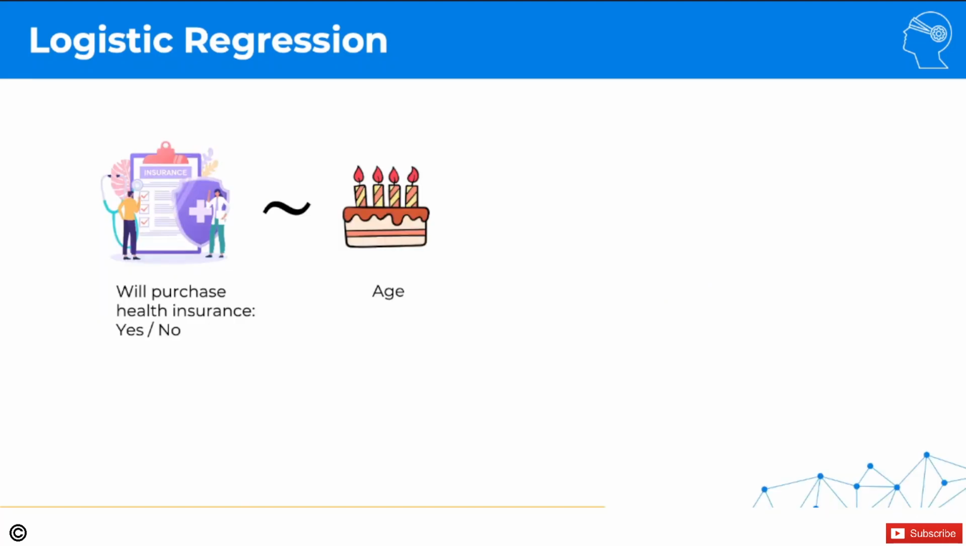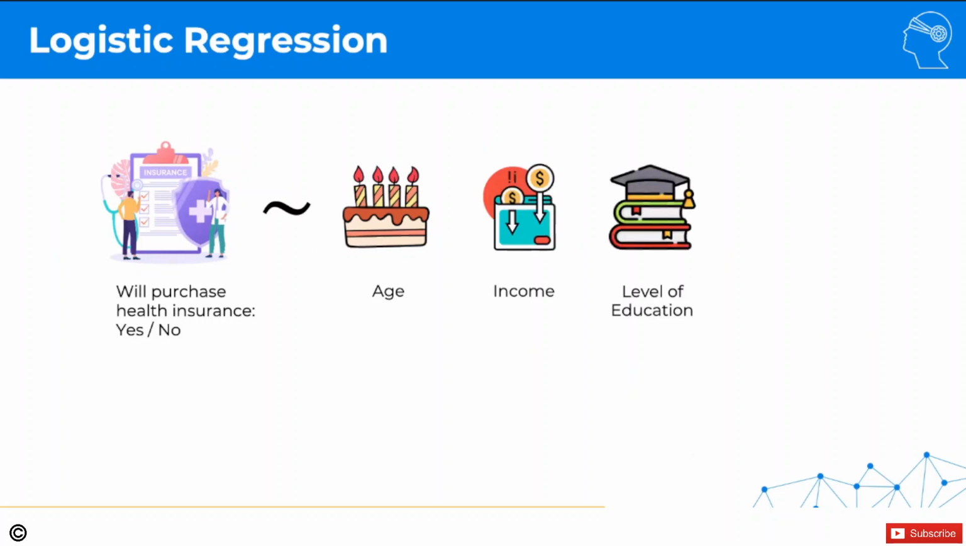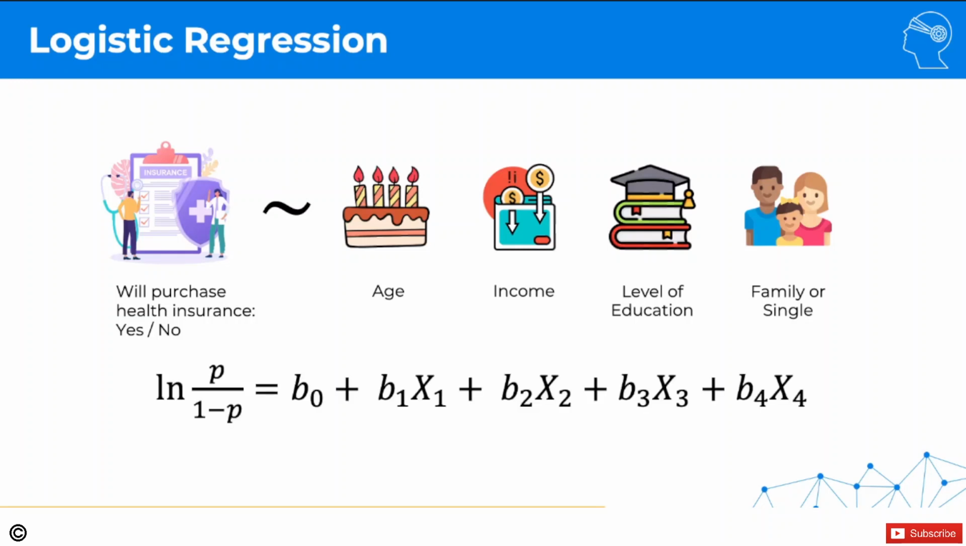And just like with linear regression, you can have multiple independent variables. So for instance, age, income, level of education, how big their family is, or whether they have a family or they're single, and many other types of variables can be added depending on the use case. And our equation will look like this in this situation.